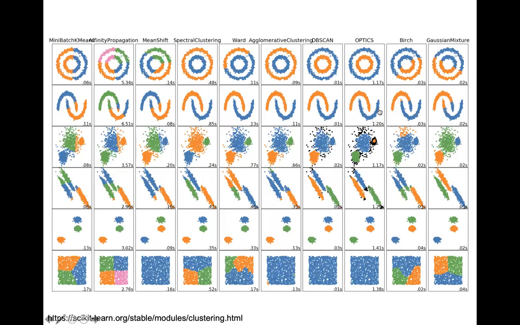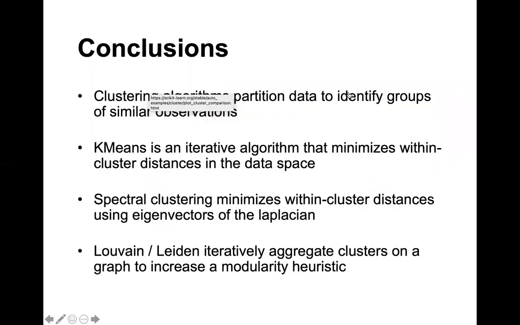One of the notebooks we're going to look at later today is this toy data set. We're going to look at a bunch of different kinds of data and a number of different kinds of algorithms. Each row is a data set, each column is an algorithm, and this is all implemented as part of scikit-learn, so you can see how they perform on different data sets. So, the fundamental idea for clustering here is that we're partitioning data to identify groups of similar observations.